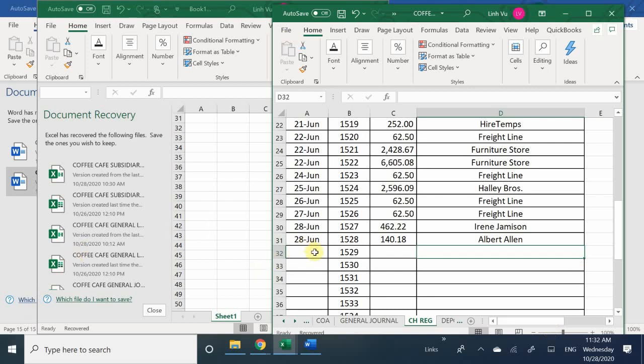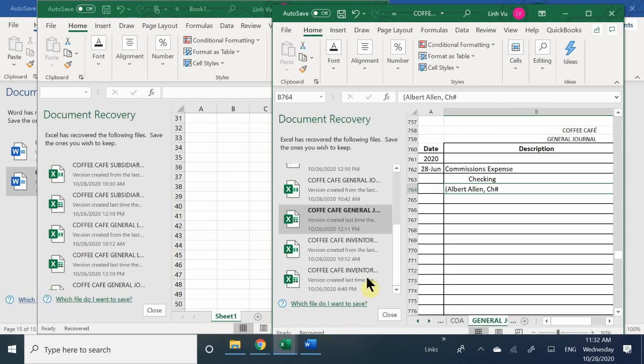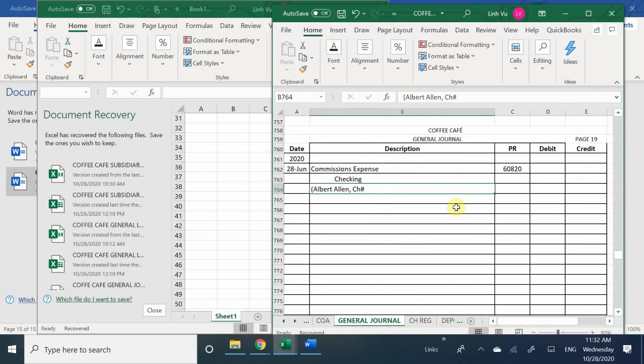Okay. So now we got to go back to our journal. And we're going to write that this was for check number 1528. Okay. So now we need to update our ledger.